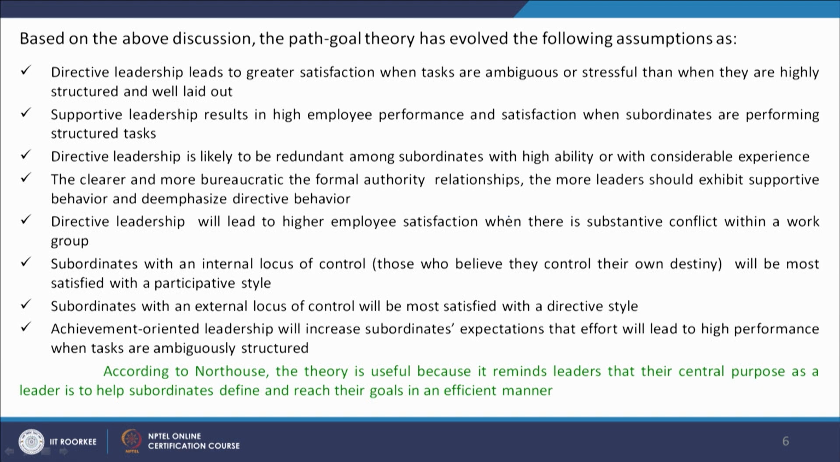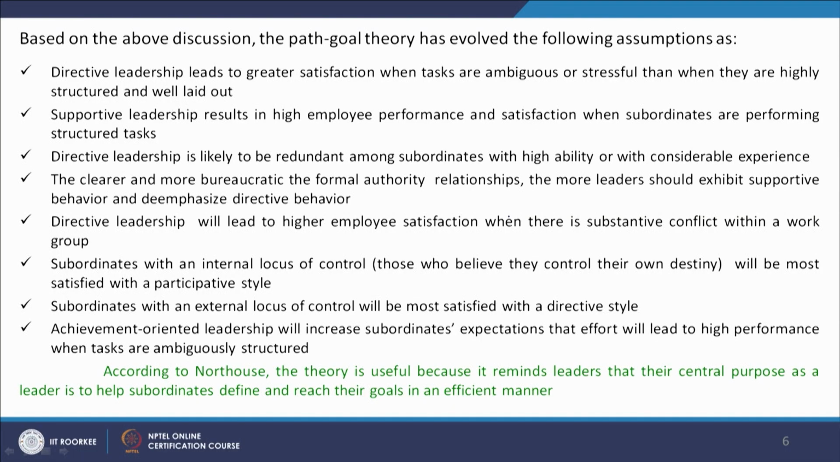That means directive leadership is extremely useful and very satisfying for the followers when the tasks are ambiguous, and as soon as the follower receives a very defined directive from the leader, it leads to satisfaction and high performance. If supportive leadership has been implemented in a particular situation, then it leads to high performance and satisfaction, and they perform a structured task even when the task is very difficult. If supportive leadership has been adopted by the leader, then the performance is high and satisfying.